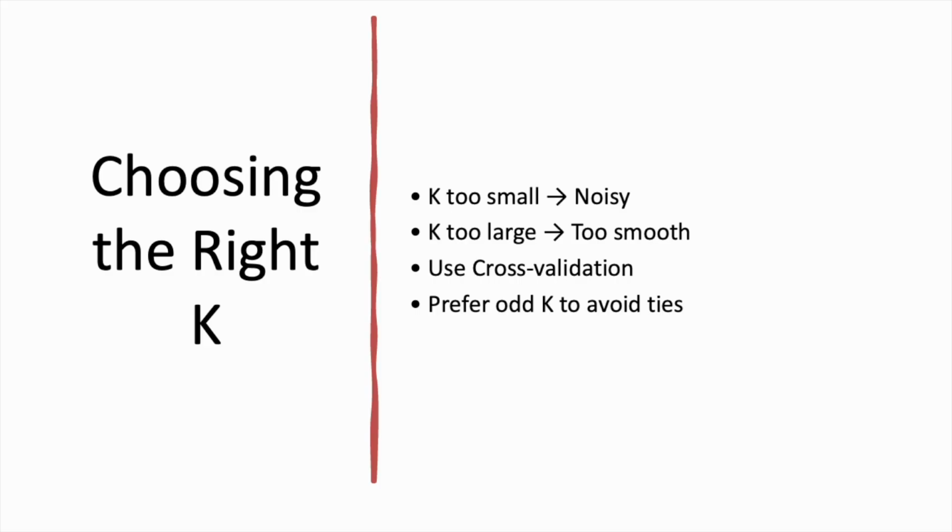Prefer odd numbers for classification if you have binary classes. You can use techniques like cross validation, where you try multiple k values and pick the one with the best performance on validation data. Choosing the right k is more about experimentation and understanding of your data.